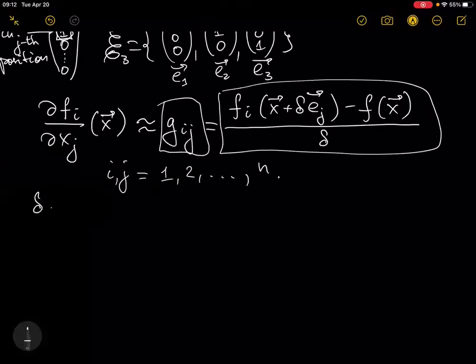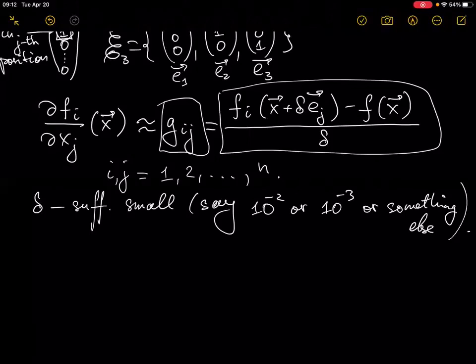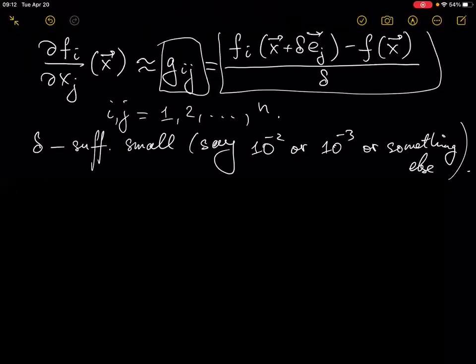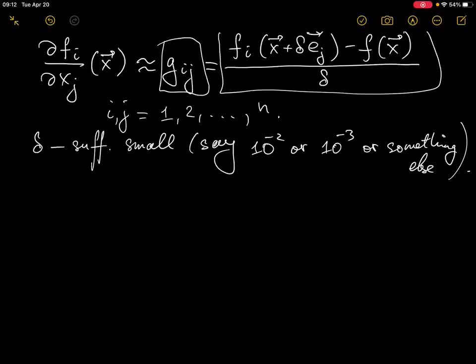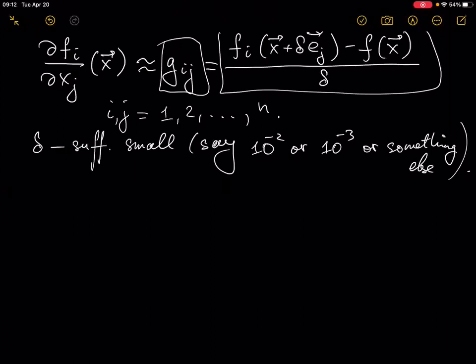So delta is sufficiently small. Pay attention, I'm just saying, 10 to the negative 2 or 10 to the negative 3 or something else. So the idea is that you can, for example, try to compute this Jacobian for different deltas, right? And then subtract these two matrices and see how they differ, if the norm of their difference, the L infinity norm, for example, is less than some required tolerance. But for now, we can just say that, okay, let us just do it like that. So we just fix some delta small enough.